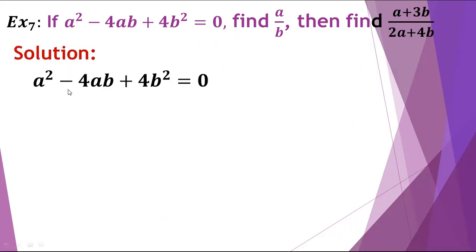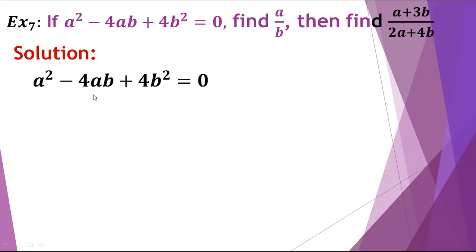Since a power 2 minus 4ab plus 4b power 2 is a perfect square trinomial, because we studied in grade 8 that a trinomial is said to be a perfect square trinomial if the first term of this trinomial is a perfect square, and a power 2 is a perfect square. And the last term in the trinomial must also be a perfect square. 4 is a perfect square, and b power 2 is a perfect square.